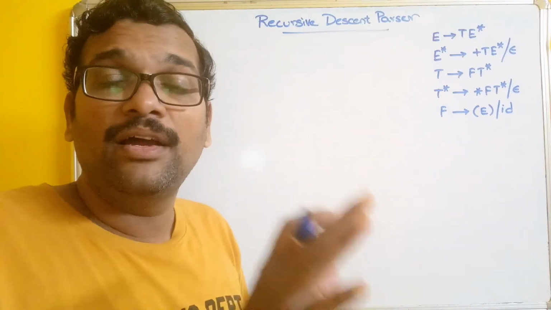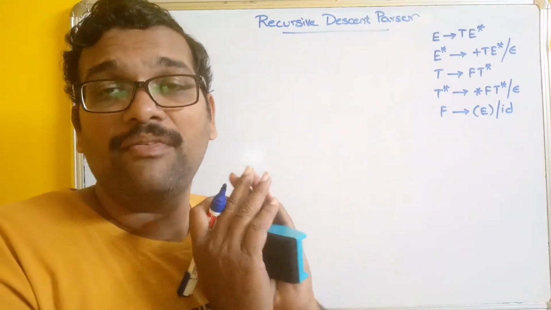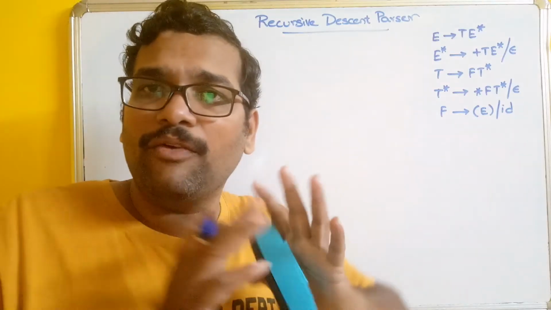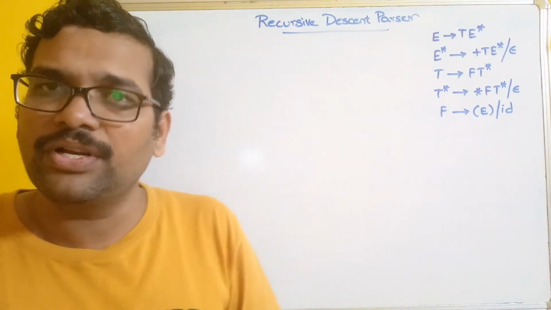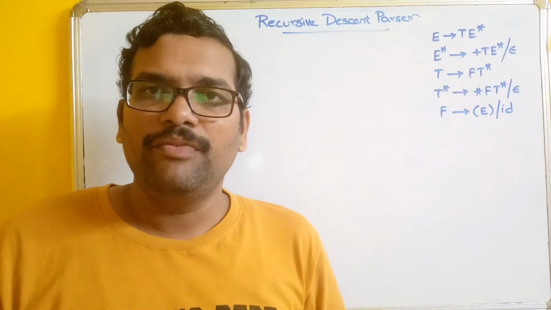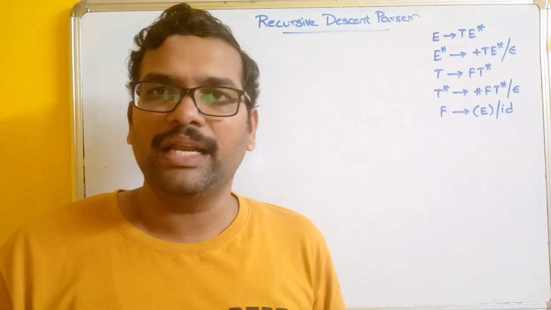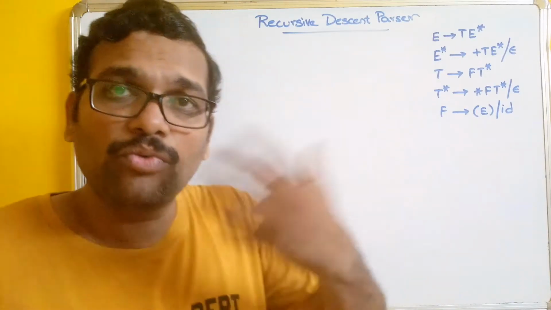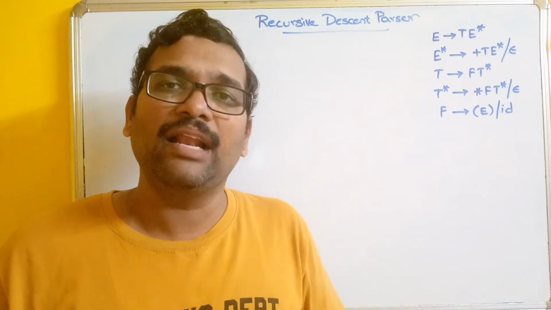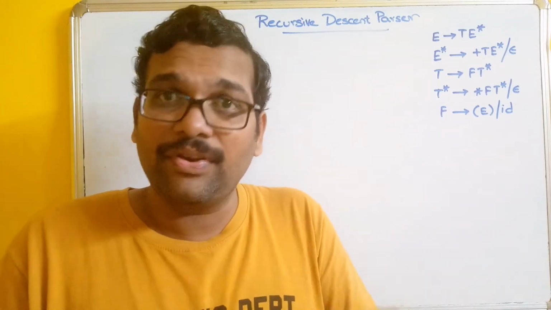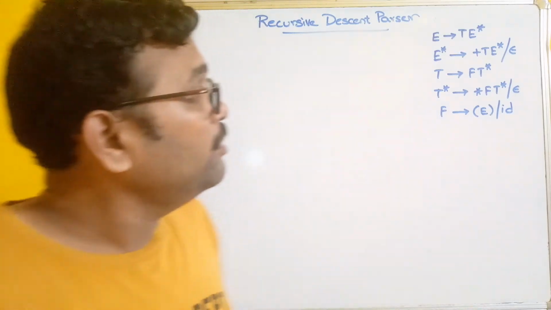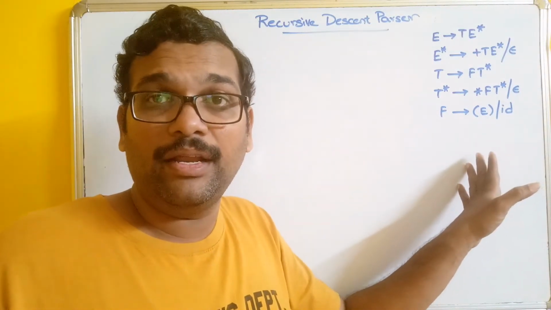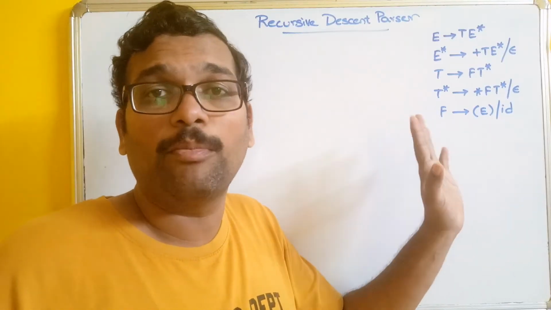So first you check whether the given grammar has any left recursion or left factoring. If you are not aware of how to eliminate left recursion and left factoring, I'll post the video links in the description. Go through those links and solve a few examples so that you become confident about what left recursion and left factoring are and how to eliminate them. Right now, this is the grammar we are taking, without left factoring and left recursion, so this is suitable for top-down parsing.